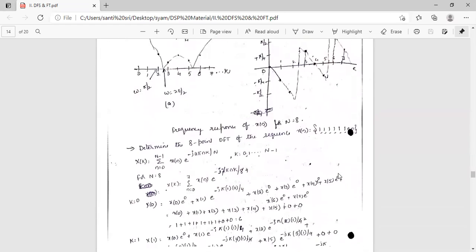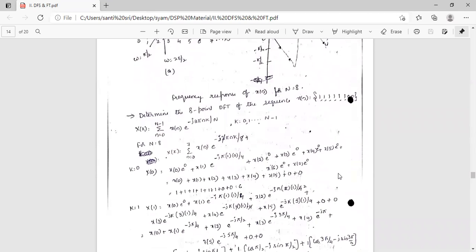Let's see another problem: determine the 8-point DFT of the sequence x of n equal to 1 1 1 1 1 1 0 0. This is the given sequence. We have to find the 8-point DFT. Here we have 8 elements, 1, 2, 3, 4, 5, 6, 7, 8. 8 points are there, that's why it is the 8-point DFT.